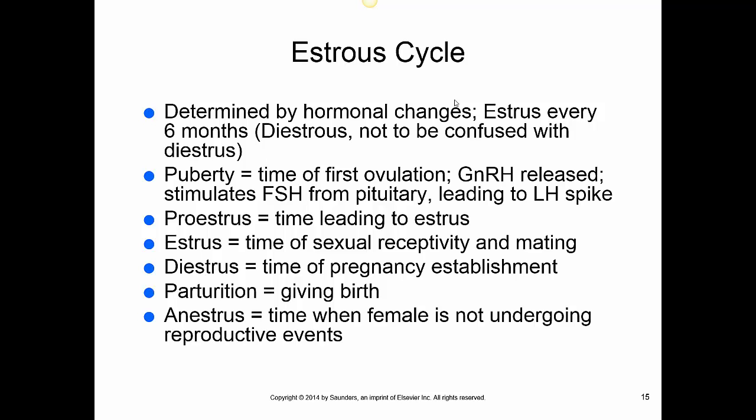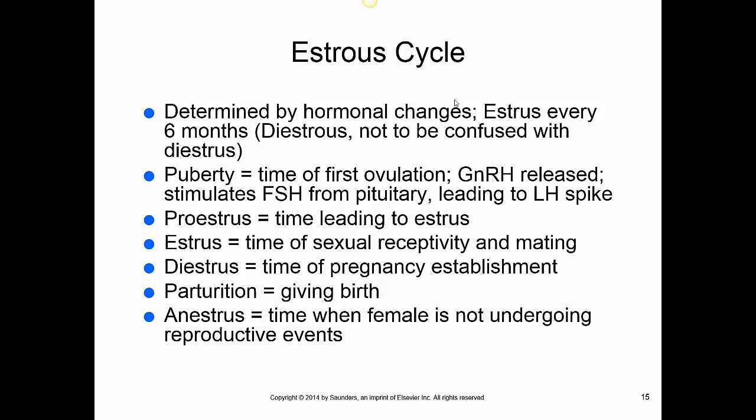And during this time of diestrus, this usually is going to last anywhere between about 58 to 70 days. Usually 58 is the number that we give as the shorter one, but we have some large breed dogs that can go as long in diestrus as 70 days. And this is the time of pregnancy.